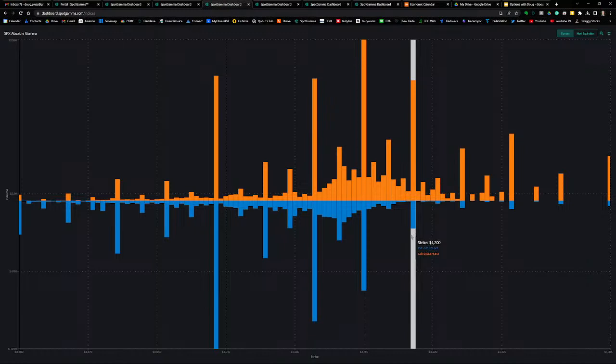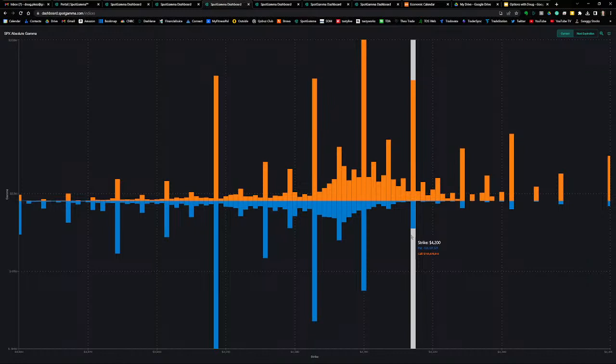Below that level, market makers' position on the gamma curve is negative, and that means they have to trade with price to hedge their delta exposure, and that tends to increase volatility. That's typical of a negative gamma environment.